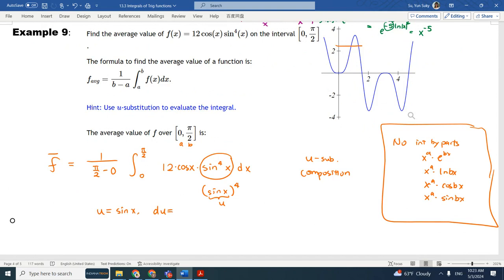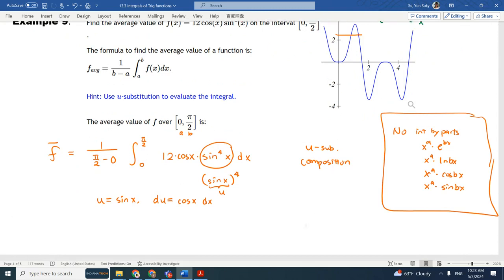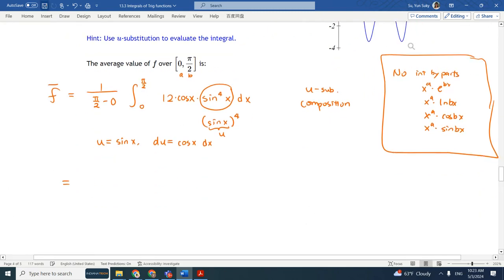What's the derivative of sine x? Cosine x. Yes. Okay. And now, let's see. Oh, cosine x dx. We have differential. So both sides, we must see the d. And we continue. That is 1 over pi over 2.